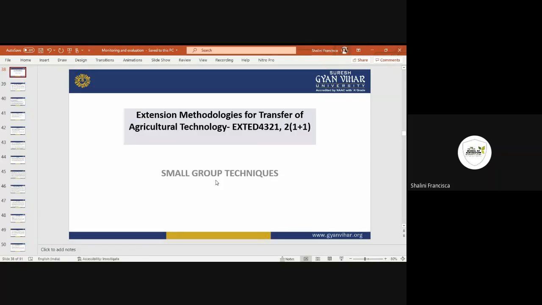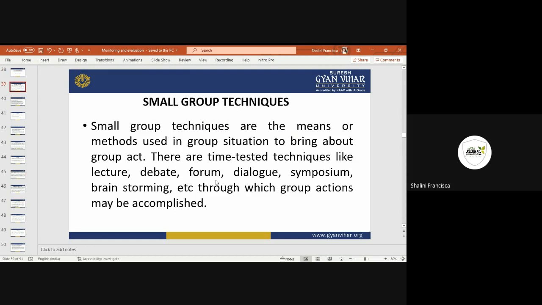Small group techniques. Small group techniques are the means or methods used in group situations to bring out group action.